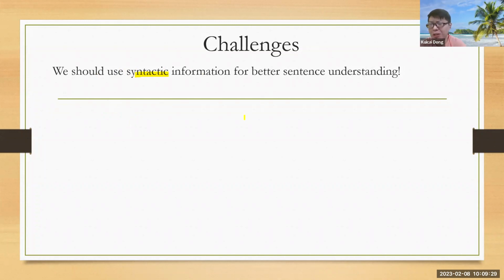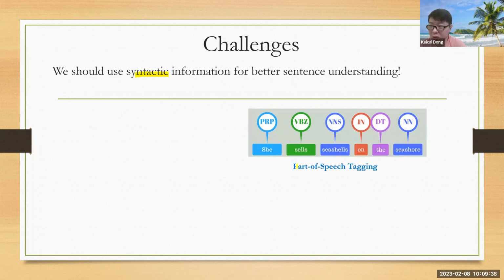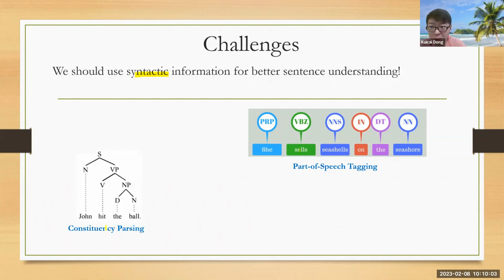Then you may wonder what syntax is and what the syntactic information of a sentence is. In computational linguistics, the easiest syntactic information is part of speech tagging. So for example, given this sentence, she is a pronoun, sells is a verb, on is a preposition, the is a determiner. This tells the machine what the part of speech of each word is. Then next, there is constituency parsing.